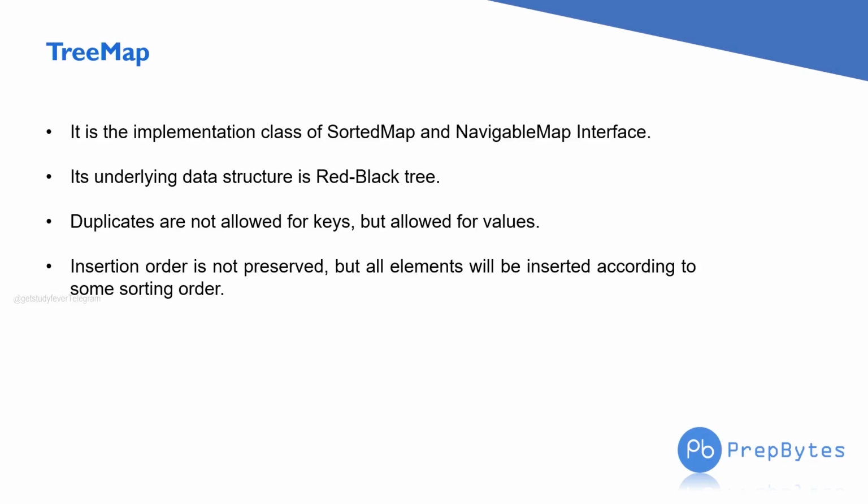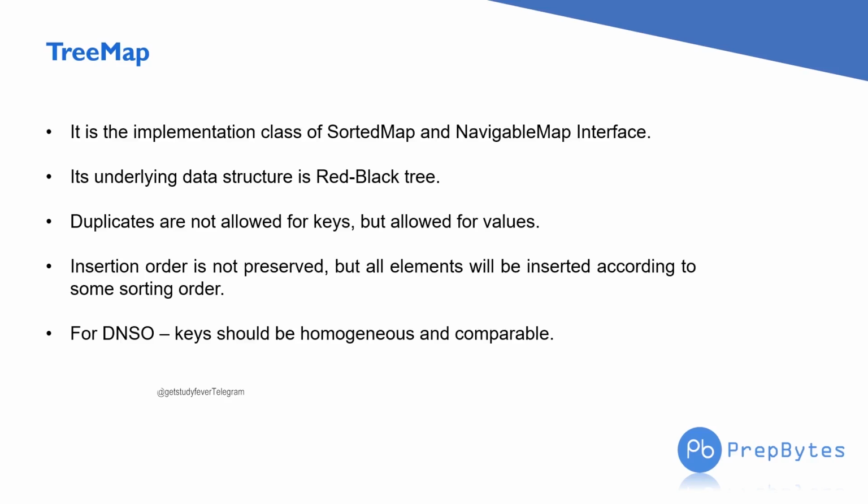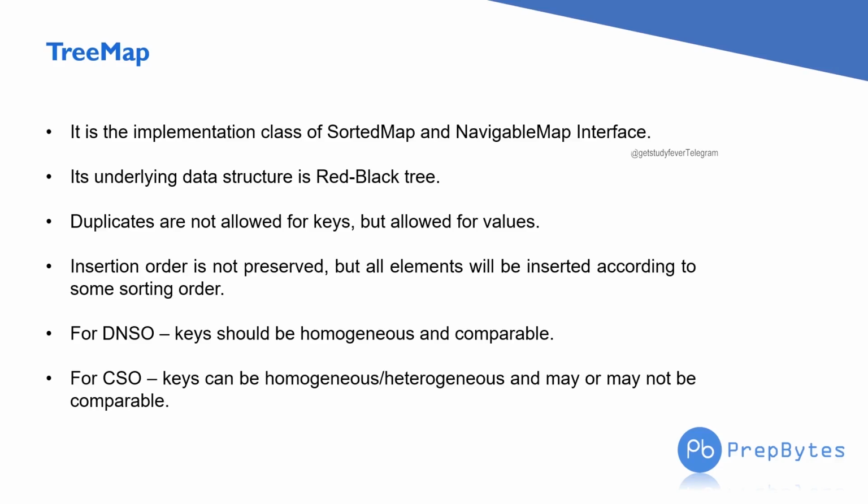The points are also the same in these two. So for DNSO, what is DNSO? Default natural sorting order: keys should be homogeneous and comparable. We have seen what homogeneous is, what comparable is, and the difference between comparable and comparator also. There is no need for me to explain all these points again. For customized sorting order, keys can be homogeneous or heterogeneous and may or may not be comparable. I have told you this also, and I have done the use of comparable and comparator.